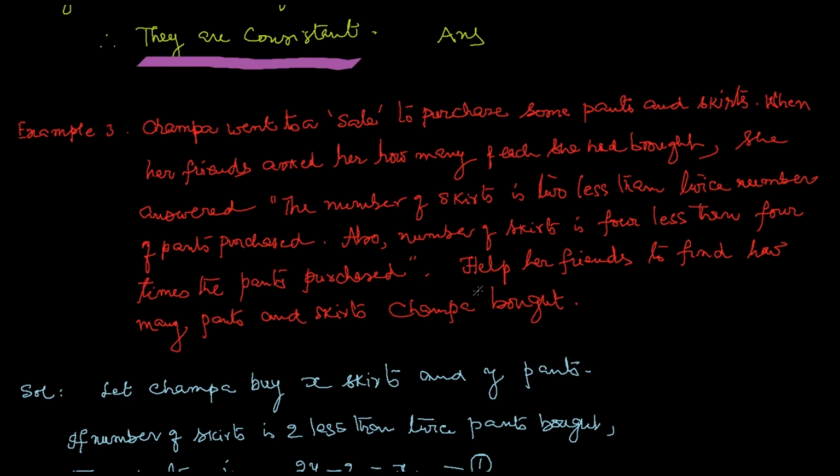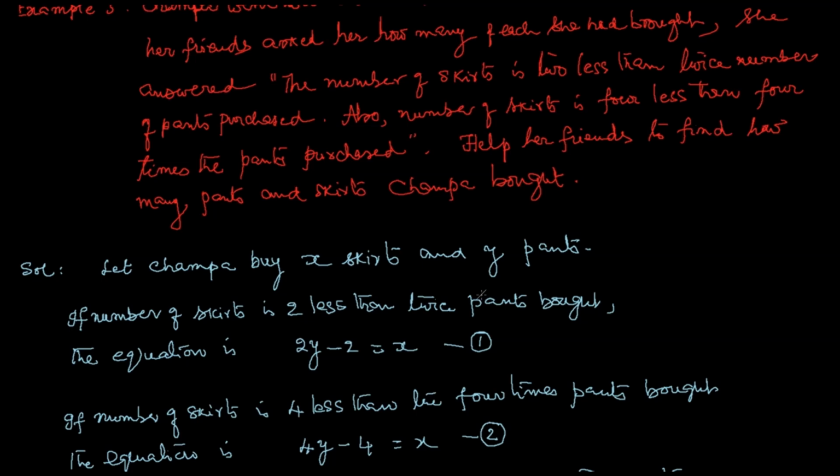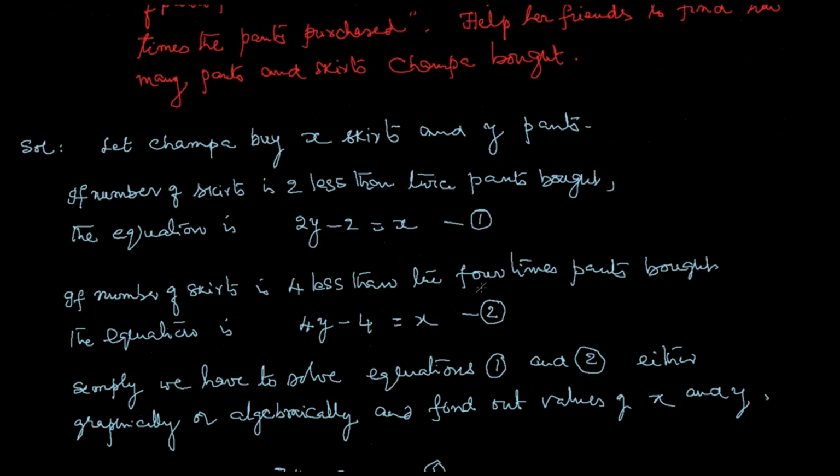Example 3. Champa went to a sale to purchase some pants and skirts. When her friends asked her how many of each she had bought, she answered, the number of skirts is 2 less than twice the number of pants purchased. Also, the number of skirts is 4 less than 4 times the pants purchased. Help her friends to find how many pants and how many skirts Champa bought.